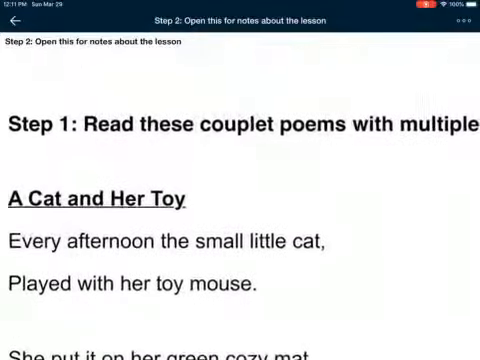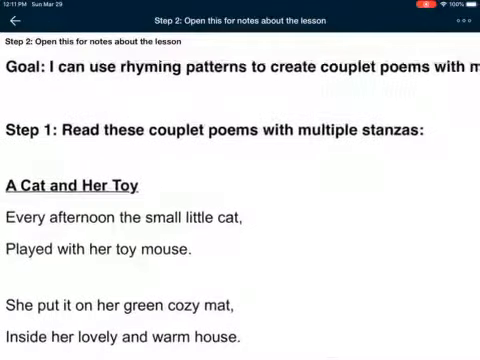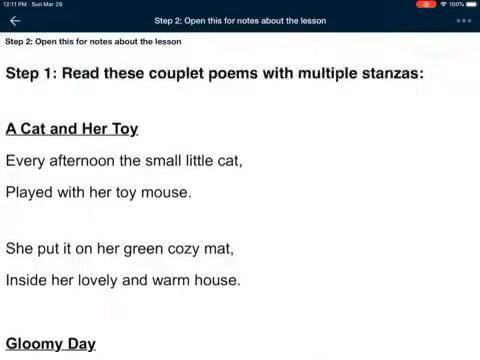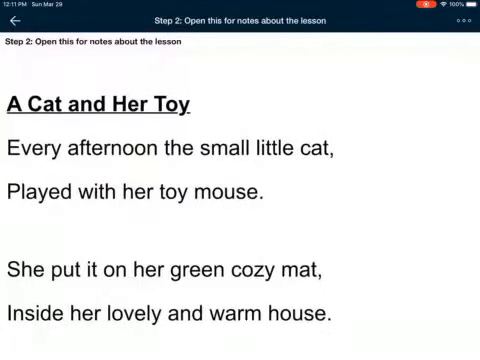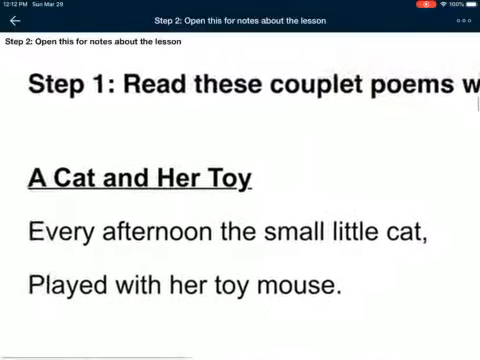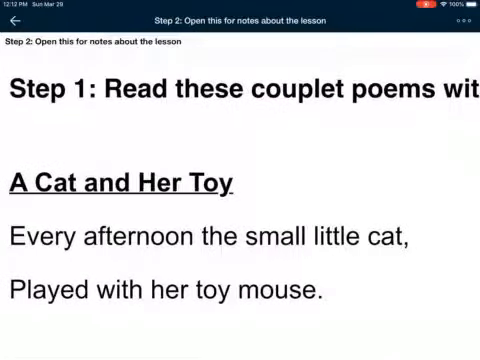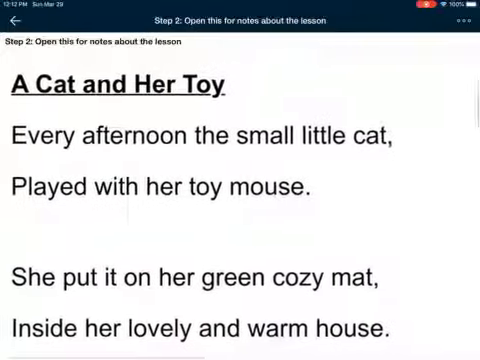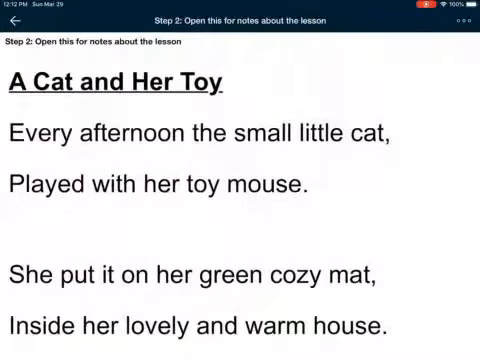So right here it says step 1. You can read it with me. Read these couplet poems with multiple stanzas. So the first one here is called A Cat and Her Toy. Now, if this was just a 1-stanza poem, like a 1-stanza couplet, like the previous lesson, it would look like this. But this one looks like this, where there are 2 stanzas, or 2 paragraphs or 2 parts. So you can read it along with me or just listen.